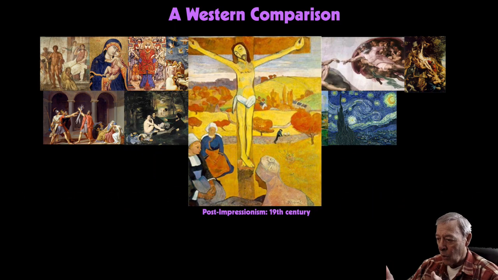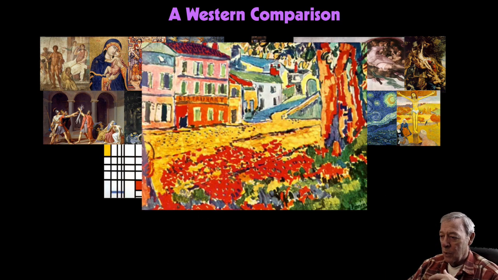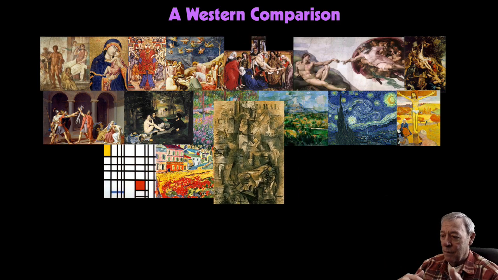Then we get into the early 20th century with neoplasticism, and this is completely different than anything we've ever seen before in Western art. Early 20th century. Another one from the early 20th century. And finally, this one from the early 20th century that represents a complete departure from anything that we've seen so far. And then, well, that wasn't finally.